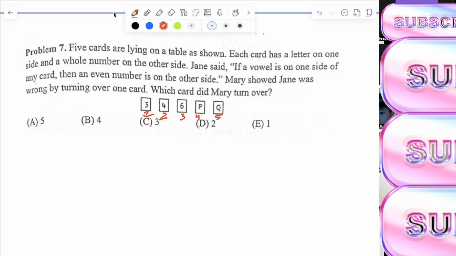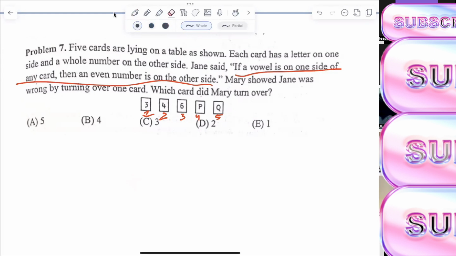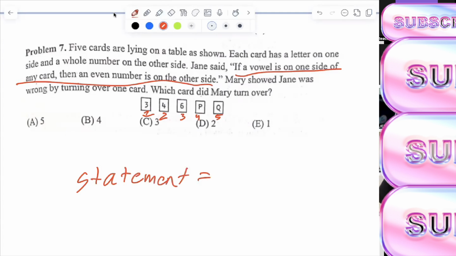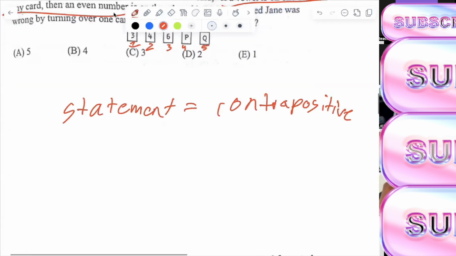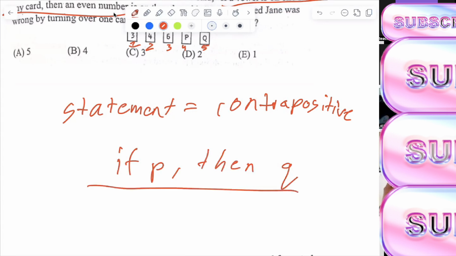So let's go over it. We want to first try to verify the statement: if a vowel is on one side of any card, an even number is on the other side. There aren't really any vowels, so we have 0 cards to turn over. But we discussed in the last lesson that the original statement is equal to the contrapositive.